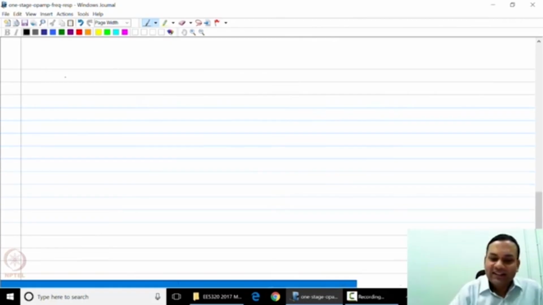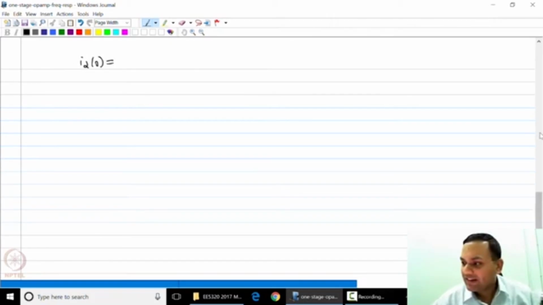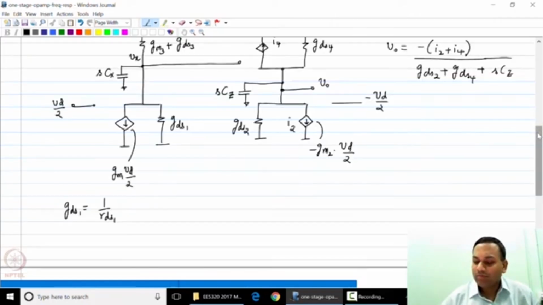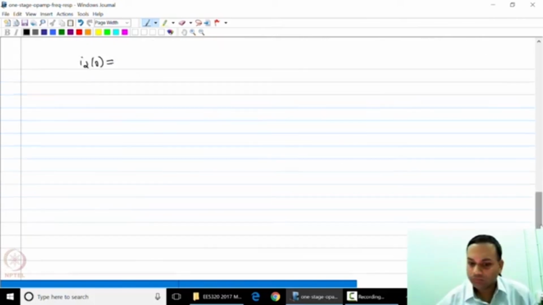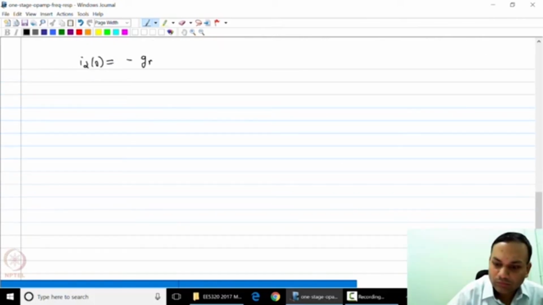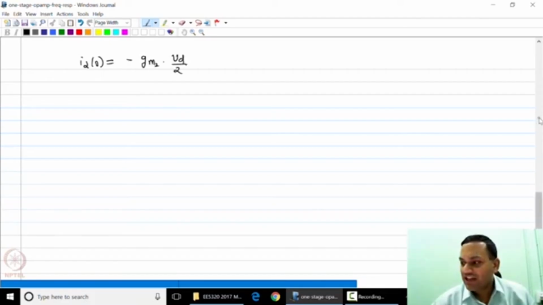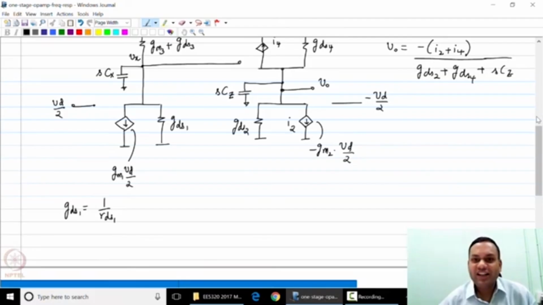Now it is our job to find out I2 of S and I4 of S. So let us now write the expression for I2 of S. I2 of S is clearly minus GM2 times Vd by 2. And please remember that GM1 is equal to GM2, GDS1 is equal to GDS2, GM3 is equal to GM4, and GDS3 is equal to GDS4. We are assuming that the two transistors on either side of the line of symmetry are identical.